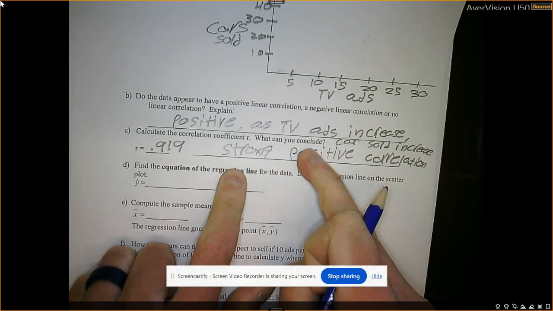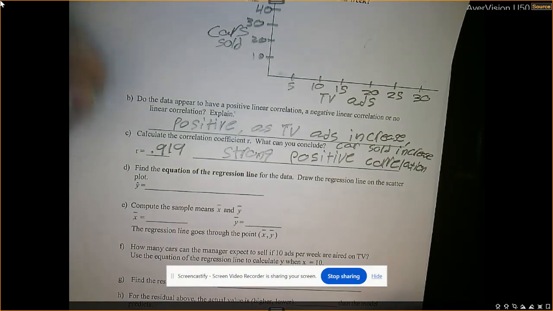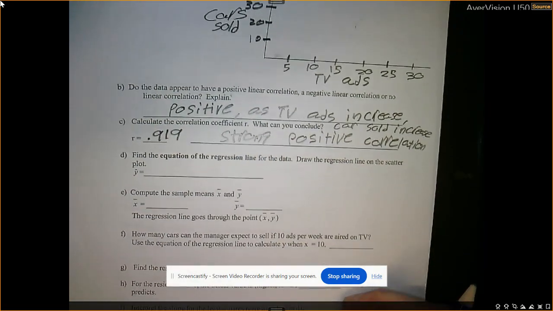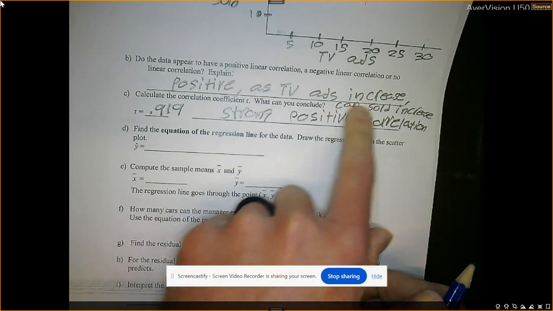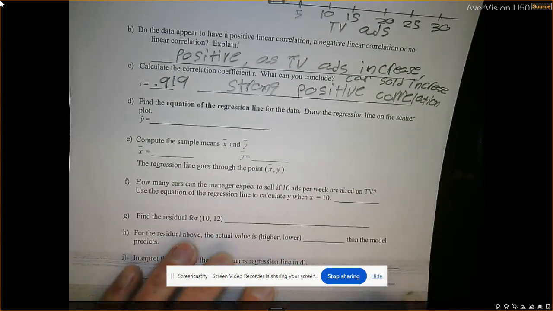Again, don't read over the "what can you conclude." Make sure you're doing just like you're explaining here. Those would be worth 2 points, one for the R, one for the explanation. Same here, one for positive and one for what that means. Okay, going on to D, find the equation.